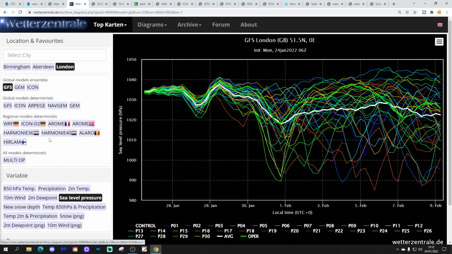In terms of sea level pressure, it looks like that. A little bit of a drop in pressure is on the way. We're starting off between around 1,030 and 1,040 millibars. We go down to around 1,020 millibars as we go around the turn of the month. So that's a little cold snap, and then holding steady after that.